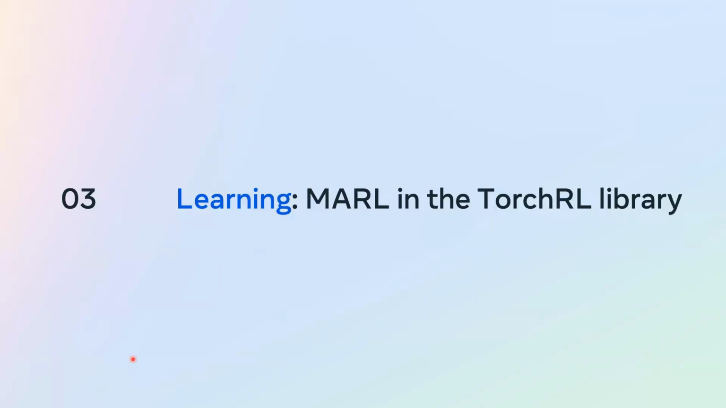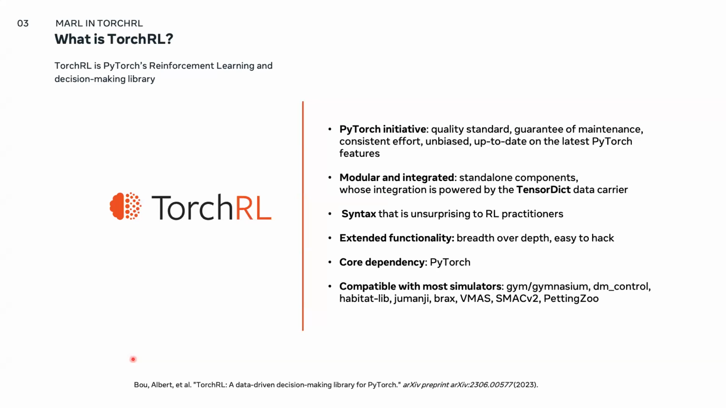Before diving into multi-agent reinforcement learning in TorchRL, I just wanted to give an overview of what TorchRL is for those of you that are not familiar with it. It's quite a recent initiative. It's a few years old, but it's acquiring traction quite rapidly. So TorchRL is the PyTorch reinforcement learning library for decision making also. It's a PyTorch initiative, so it comes with the quality standards, the guarantees of maintenance, and the effort of Meta, which is backing the project.